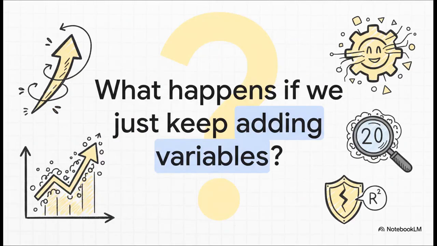What if we get greedy? What if we just start throwing more and more variables into our model, hoping to nudge that R² score a little bit higher? What if we're just adding noise? Well, here's the scary part. R² will never tell us we're wrong. It almost always goes up when you add a variable, even a useless one, and that creates a really dangerous false sense of security. It's a trap, and we need to know how to avoid it.